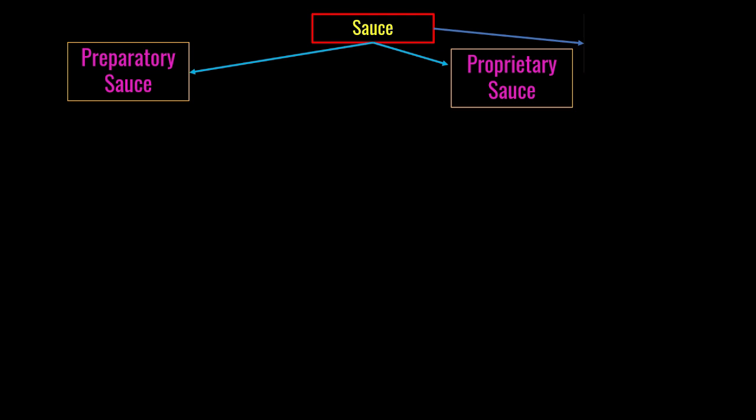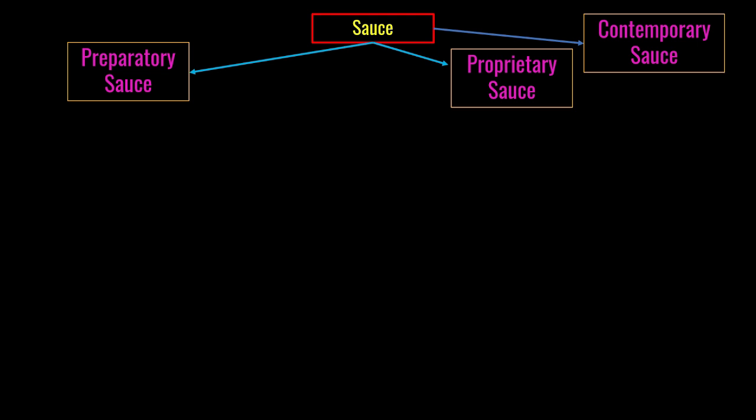Another one is contemporary sauce. The term contemporary goes with modern days and present-day sauces, which are not exactly made in a traditional way. They are made using different methods that we are going to discuss. So primarily we have three categories. One is the preparatory sauce, the sauce which can be prepared in the kitchen.